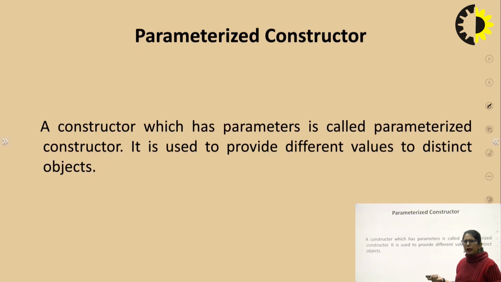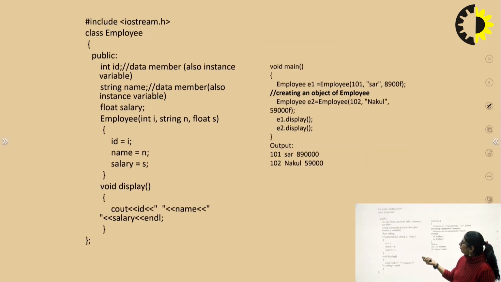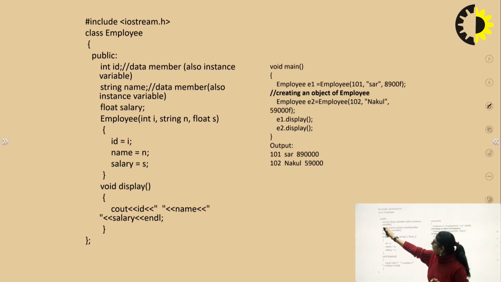In continuation to that, there is a parameterized constructor as well. As the name suggests, this is a constructor which has parameters, which has arguments as well. It is used to provide different values to distinct objects, right? Different objects will get different values here. For example, here is a class Employee. It has data members ID, name, and salary as well.